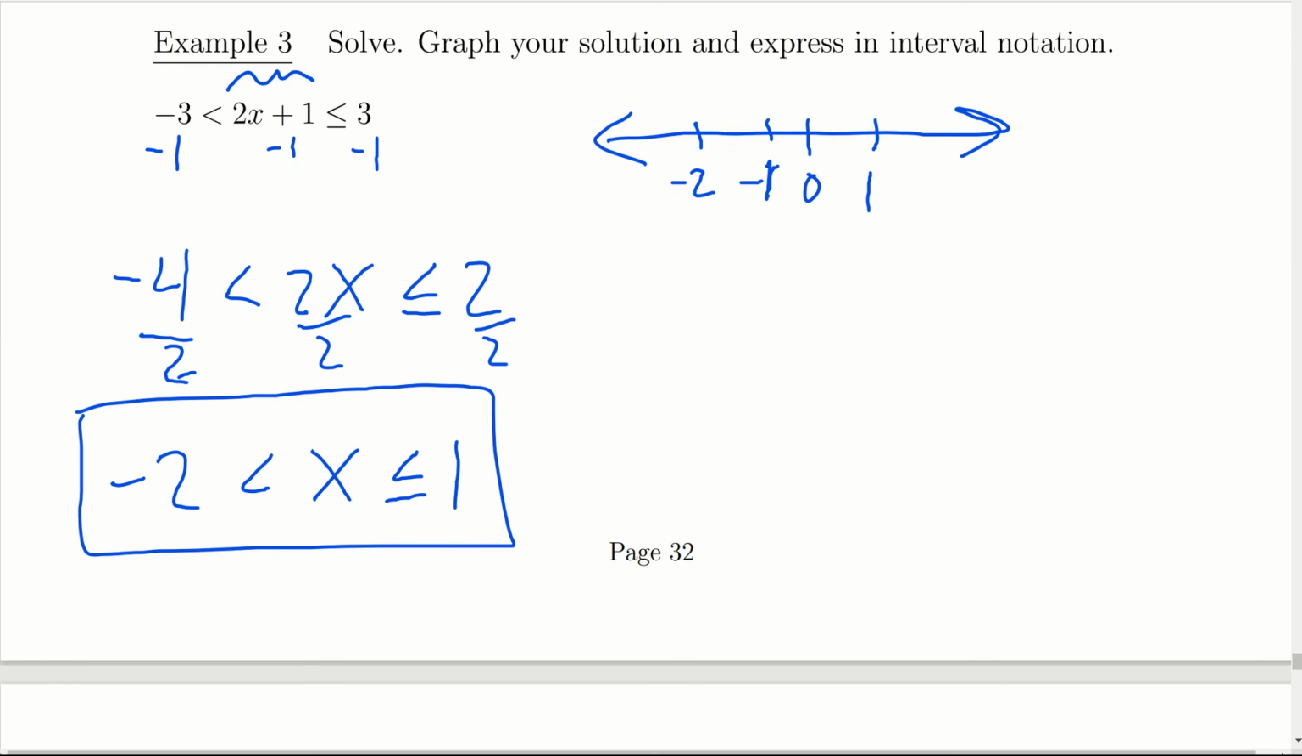First of all, notice that the negative 2 is strictly less than x, so the negative 2 will not be included, whereas the positive 1 will be because it's less than or equal to. And then simply shade everything in between. For those of you that want to use parentheses and brackets, it would be a parenthesis here, and then over here you have a bracket.